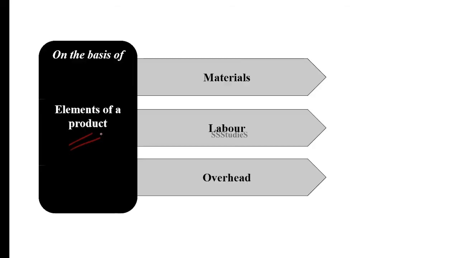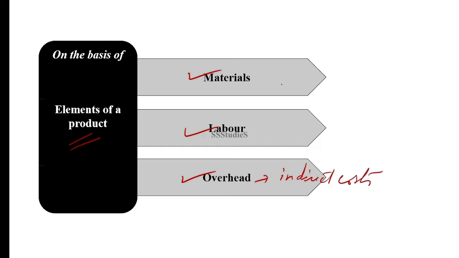On the basis of elements of a product, cost can be classified as material cost, labor cost, and overheads. Now, materials are those items from which the final product is made. When it comes to labor, it is the human efforts which are expended to convert the materials into finished goods. And overheads are all other costs other than material cost and labor cost. Overheads are also called indirect costs.